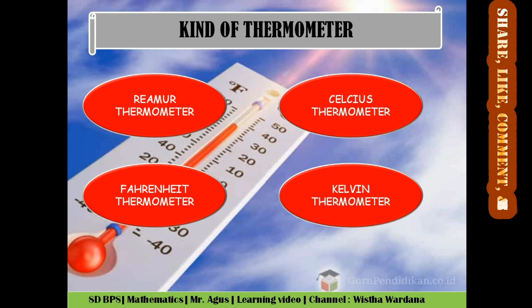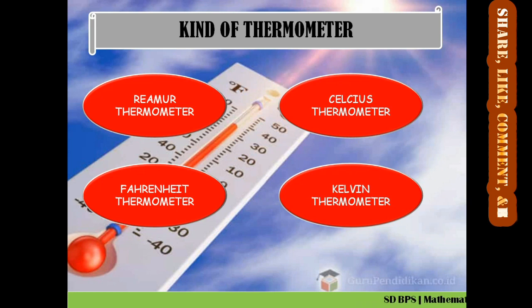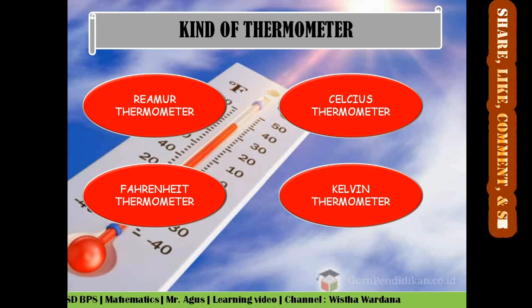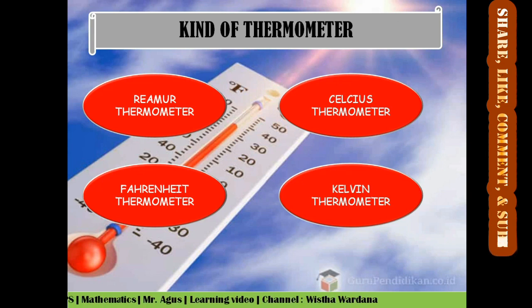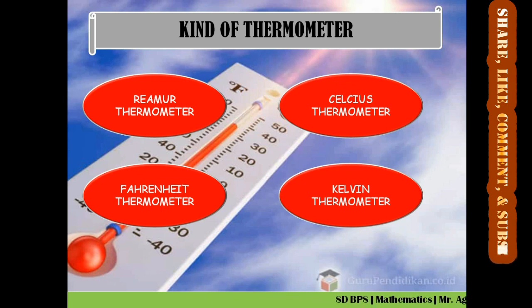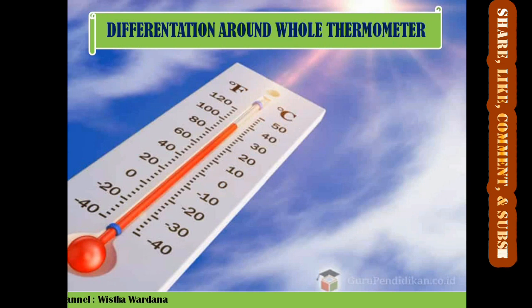In the math book, the topic about temperature consists of 2 thermometers only, Celsius and Fahrenheit. But I think you are ready to learn about 4 kinds of thermometer. The idea to learn about the 4 thermometers is similar, so I would like to explain the whole thermometer that we can use to measure the temperature. And then you have to know the differences among all the thermometers.